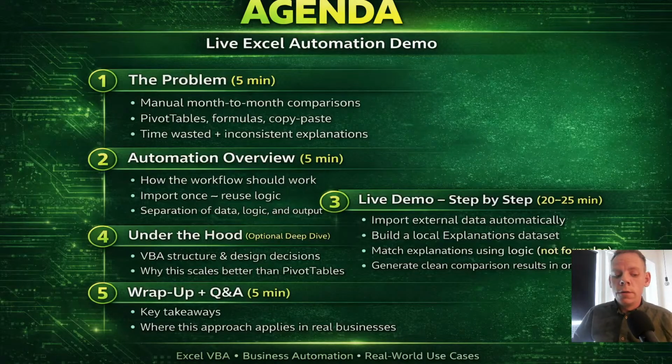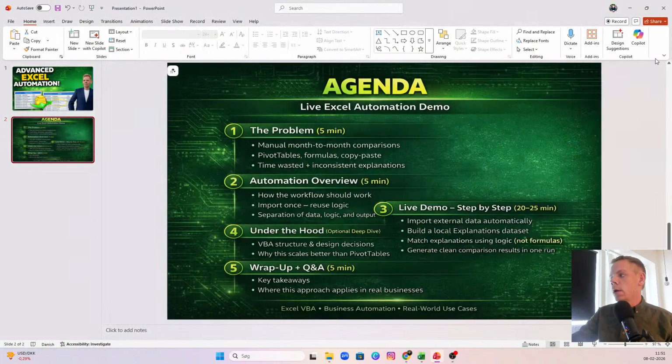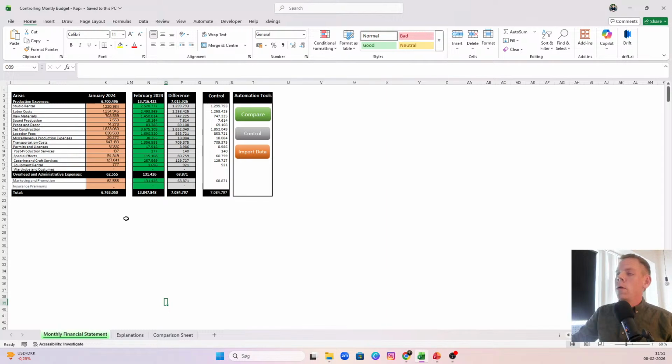We have a quick agenda here. We have the problem: manual month-to-month comparison. What has happened? Imagine you have a sheet here. Let's click out of this. You have a sheet here from one month to another. And now I can see it's also old numbers. But let's say from one month to another, from January to February, the numbers were like this. So in total 6.7 million and next month 13.8 million. This is just an example. And it's allocating in different areas. And then we have the difference, which is 7 million.